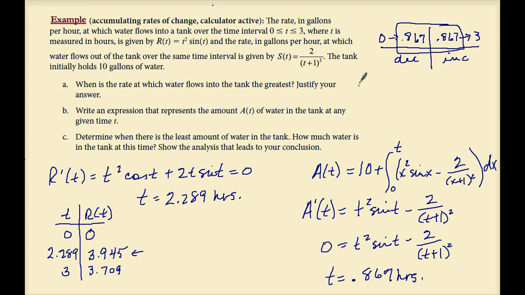To find out how much water was in the tank at that time, we'll evaluate this expression at 0.867. At that time, there were 9.201 gallons of water in the tank.